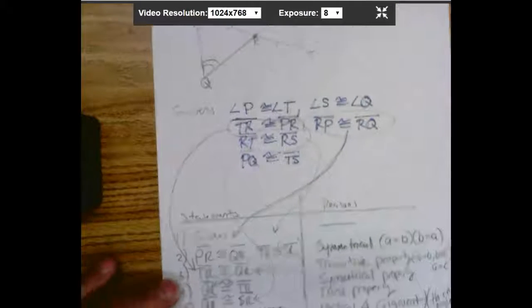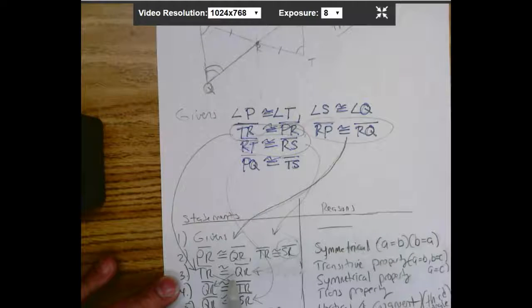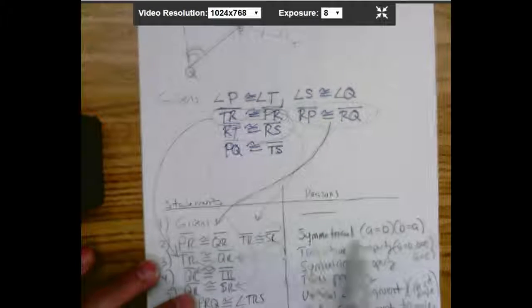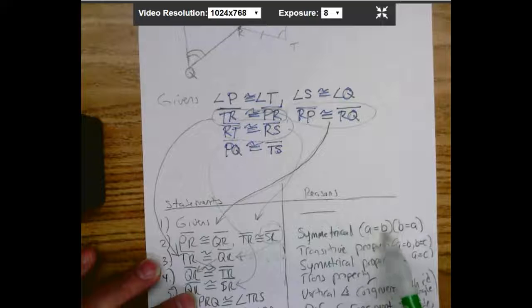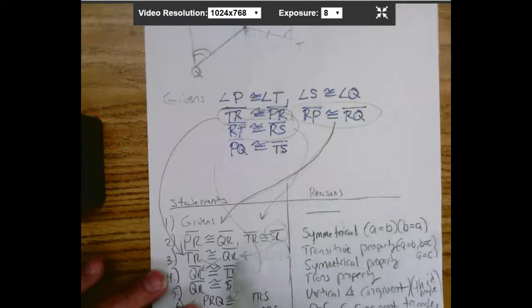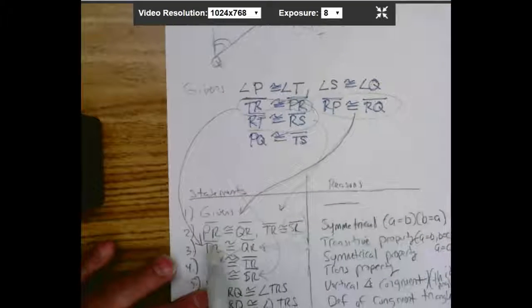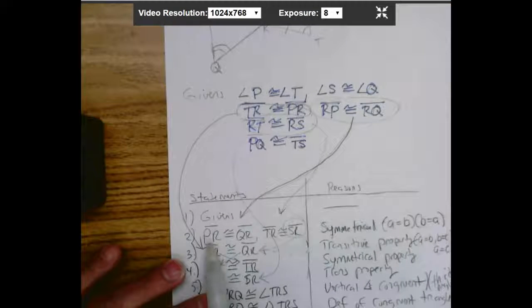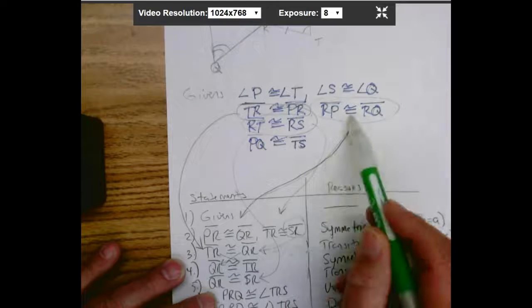And so we're going to start that process by using something called the symmetric property. And that says if A equals B, B equals A. So if 3 equals 1 plus 2, then 1 plus 2 equals 3. They're equal to each other. Doesn't matter the order. So we do that here. So we say, first of all, PR is congruent with QR, and then TR is congruent with SR. This comes from PR congruent to QR up here, but it's the other way.